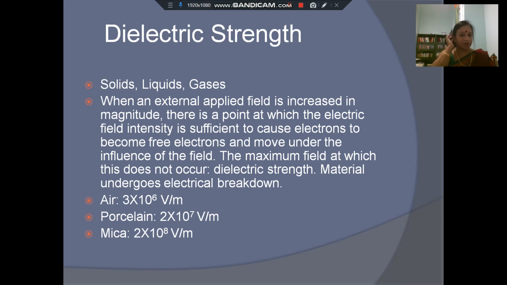The dielectric strength, of course, depends on the material. For gases, it's lower. For air, it is 3 times 10 to the power 6 volts per meter. For porcelain or mica, much higher. For mica, it is 10 to the power 8 volts per meter. So for a dielectric to be used in insulation, you have to be able to operate it below its dielectric strength.